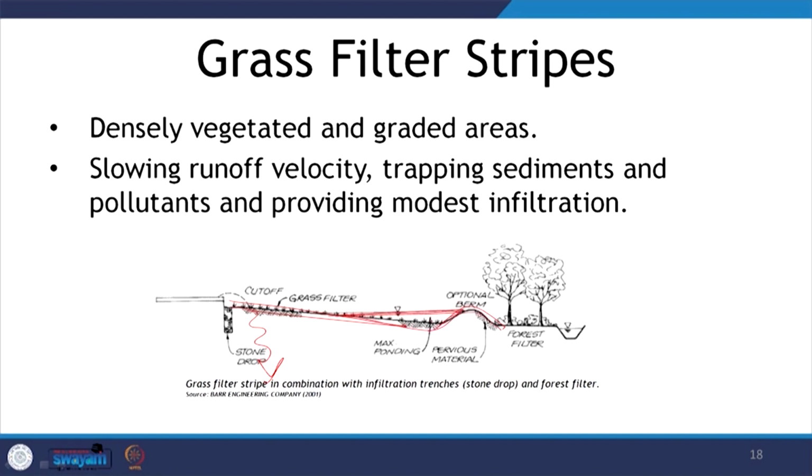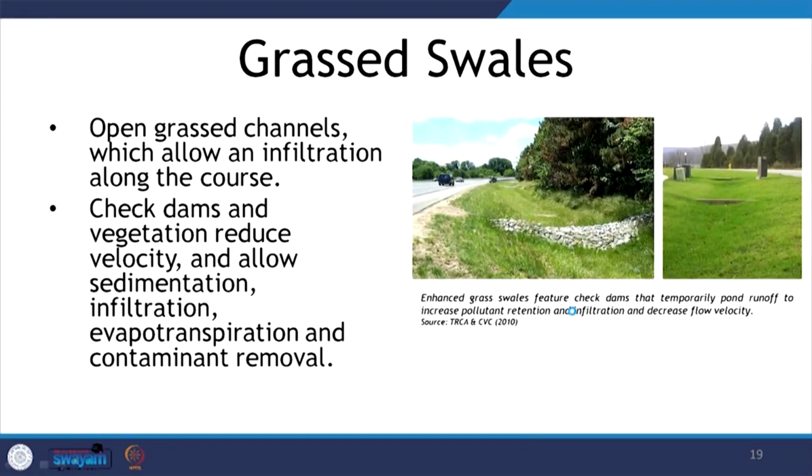This berm allows for all the solids to be retained here, and when it flows, after retaining it, it is again further taken into a forest filter, where the roots of these trees allow more and more percolation down, and then we can further have an infiltration trench or a drain which may carry the excess of the storm water. So, this is what a grass filter strip does.